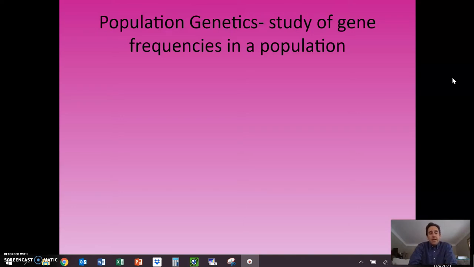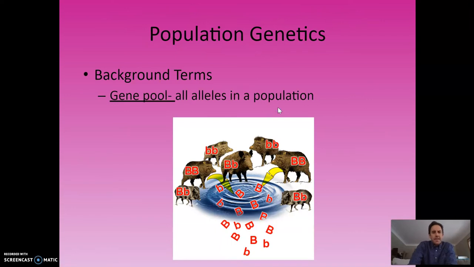In our last screencast, we talked about how Darwin was very focused on the broader scale evolution, what we call macro evolution. Here we're going to zoom in on microevolution, this idea of gene frequencies changing over time. So, some background terminology here. First of all, the gene pool.